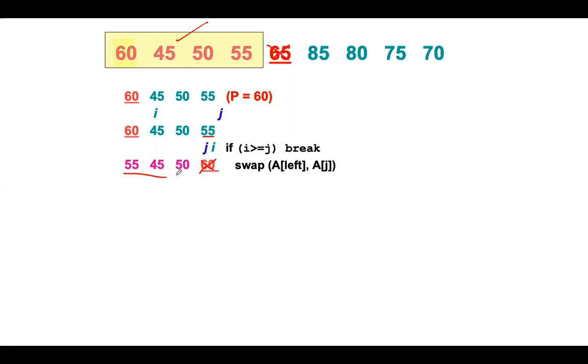We are left with only the left part of the array, and for that left part, again, you have to apply the same partitioning technique. 55 will come here, and then 45, 50 will remain. 50 will come here. In the beginning, 45 will remain. That is for the left part of the array.